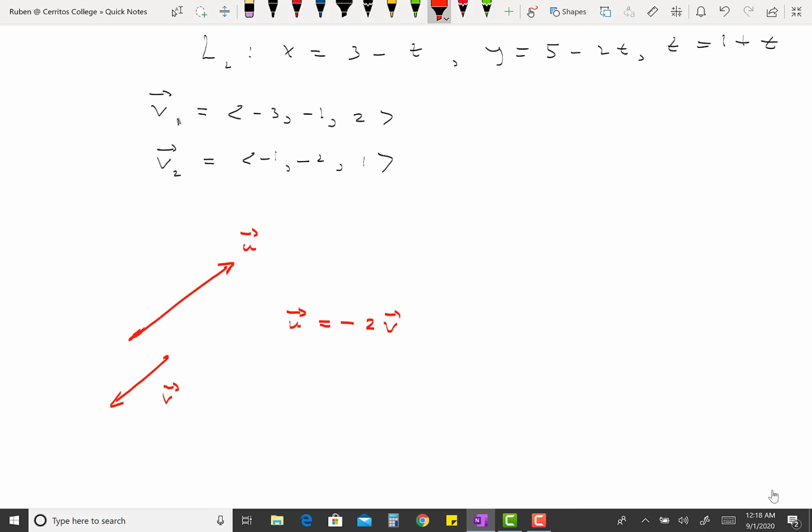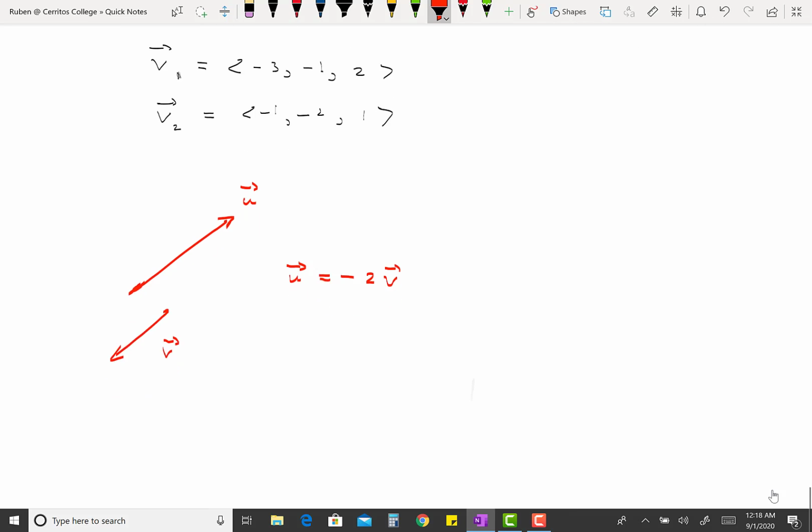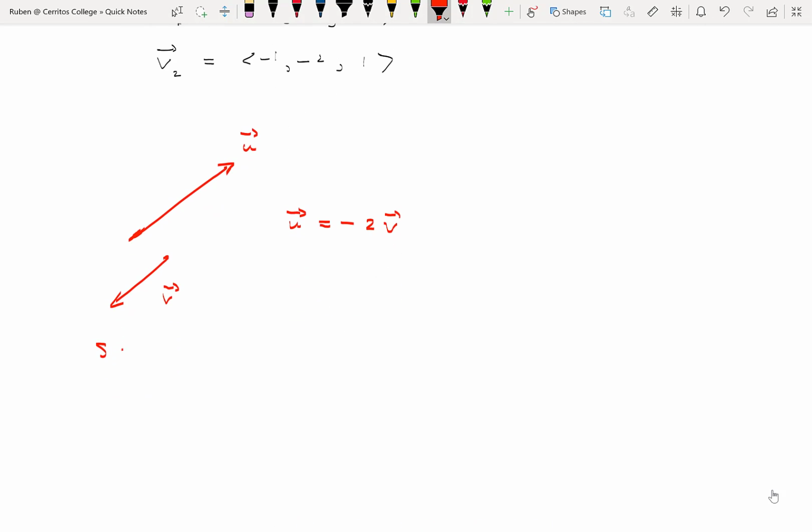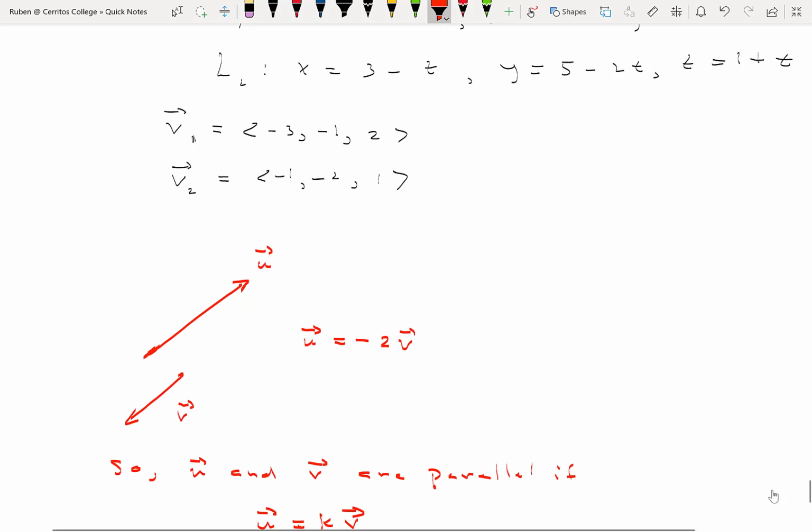If two vectors are parallel, one is a scalar multiple of the other. So that's the bottom line here. Vectors u and v are parallel if one is some non-zero scalar multiple of the other. Okay, so back to our vectors v1 and v2.